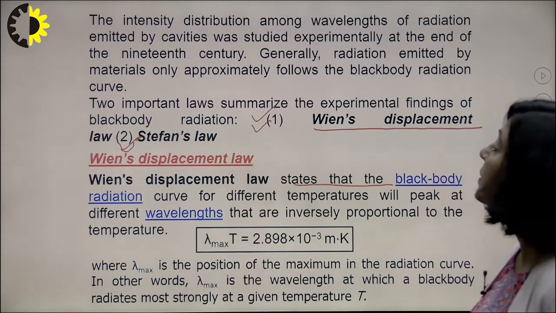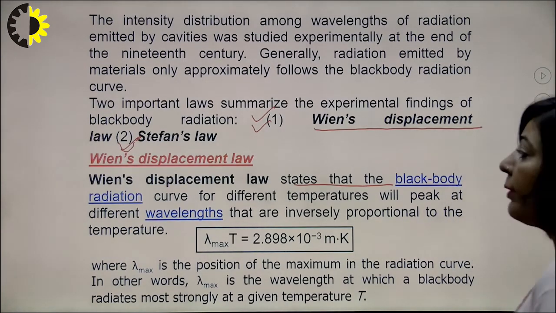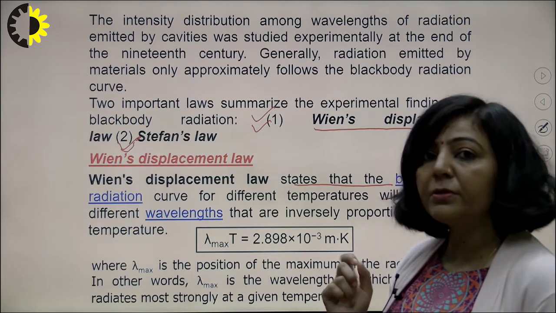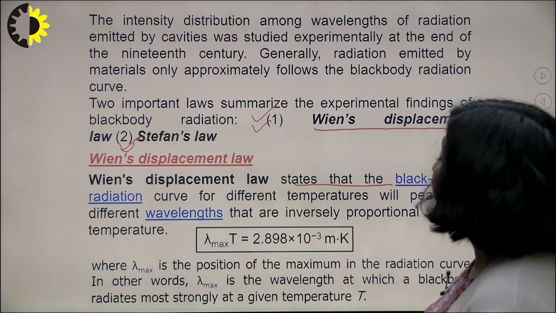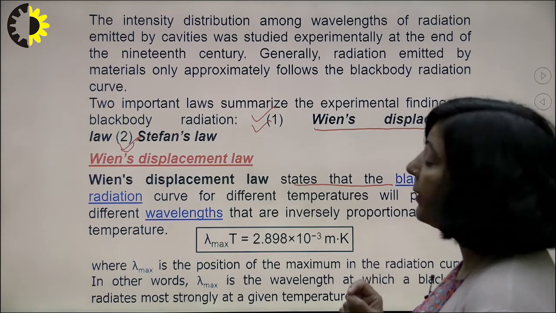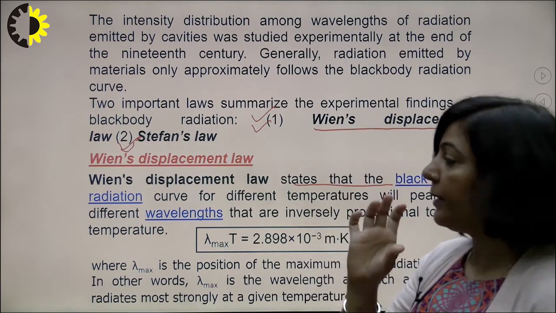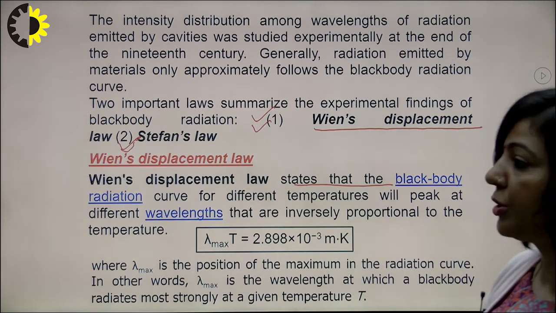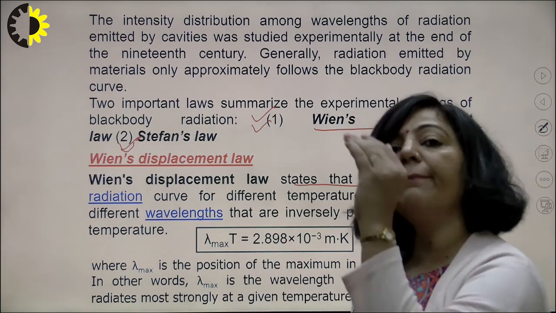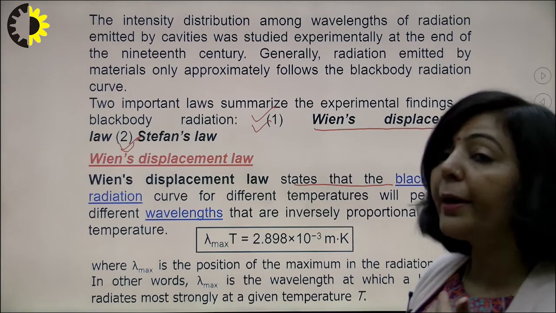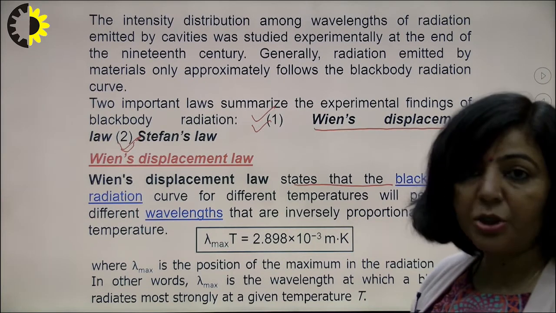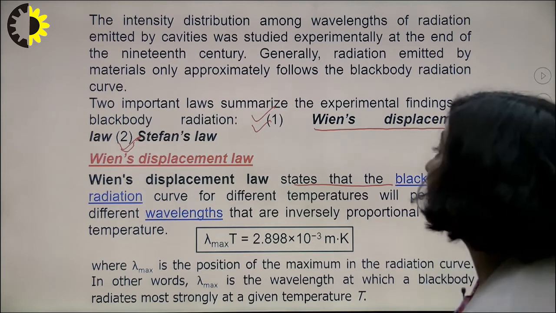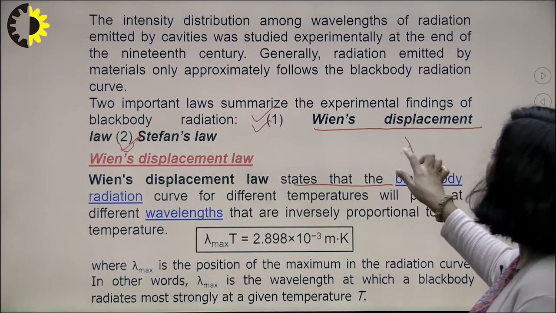So, the point is, in the black body radiation curve for different temperatures, we will get the peak at different wavelengths, right? And the wavelength corresponding to that peak is inversely proportional to temperature. It means with the increase in temperature, that lambda max, for which you are getting the maximum energy, is shifting towards the shorter wavelength region. It means lambda max is inversely proportional to temperature.